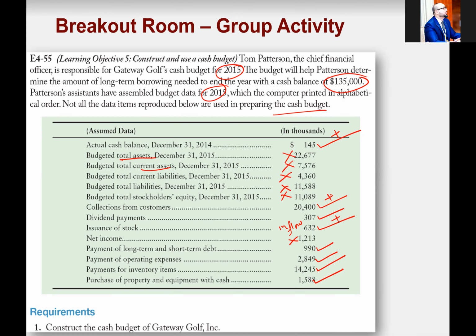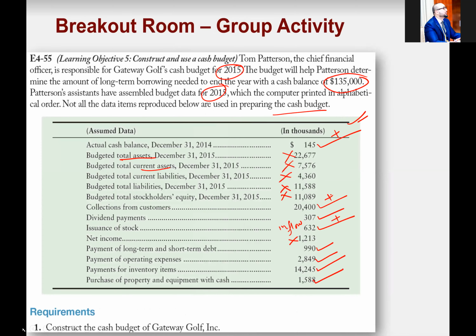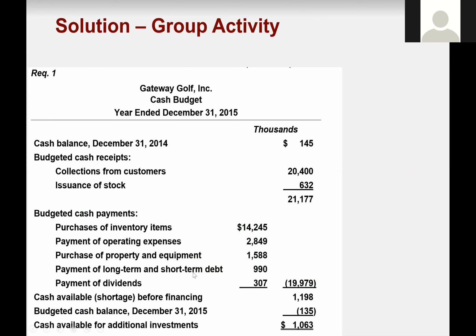And 3. We have 3, 2 inflows, 1 already cash balance from start, and then all are the payments. So let's see its solution. Why dividend payments is inflow? Not inflow. Okay. I didn't mark. I marked this issuance of stock, not the dividend. Okay. Here we go. So we start from our cash balance, 145.